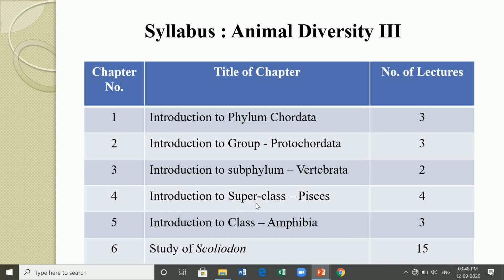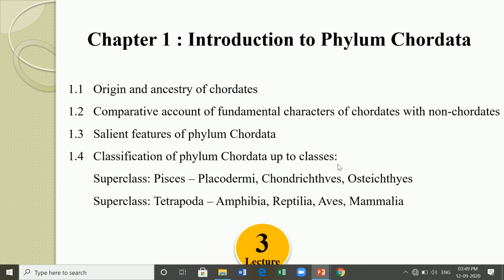The introduction to the superclass Pisces. This is the 4th chapter and has a weightage of 4 lectures. The next chapter is the introduction to the class Amphibia. There are a total of 3 lectures allotted to this chapter, and the most important and major chapter in this syllabus is the study of Scoliodon, which is an animal belonging to the vertebrate group, and there are a total of 15 lectures allotted. So let's see a brief summary of the syllabus which we are going to learn.